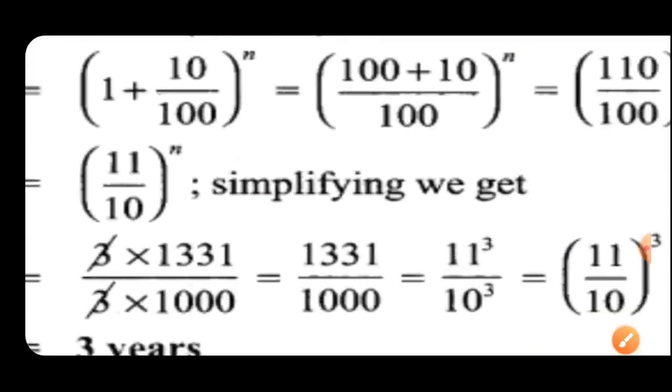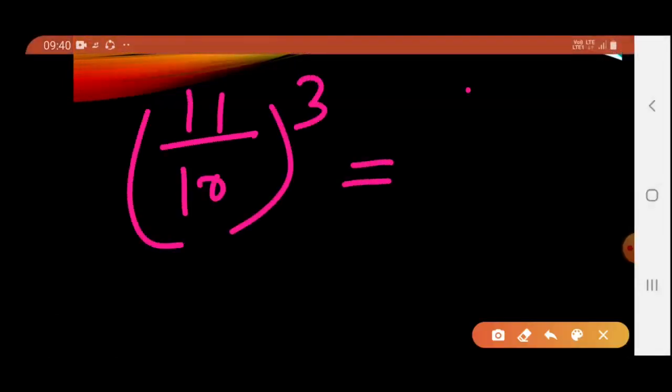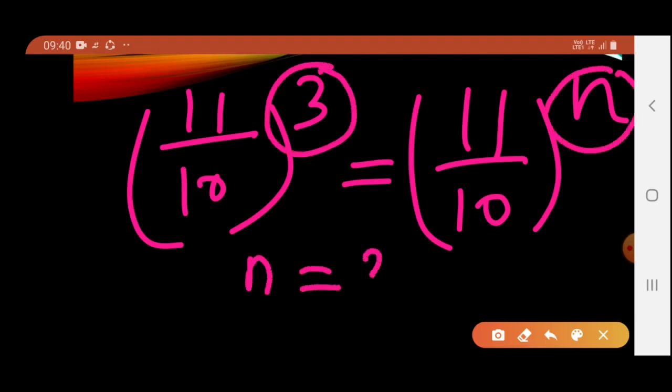Okay. Now, see here we have (11 by 10) whole cube. Here we have (11 by 10) whole power n. Am I right? Listen, (11 by 10) whole cube on this side, (11 by 10) whole power n on this side. We can equate these two terms, that is LHS and RHS. We can get n equal to 3. Therefore, our required answer, number of years, is equal to 3 years. That is the final answer.